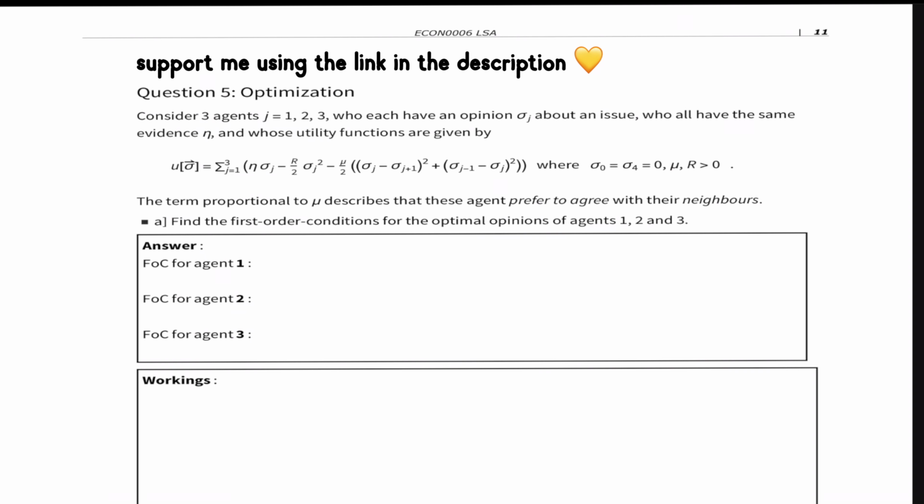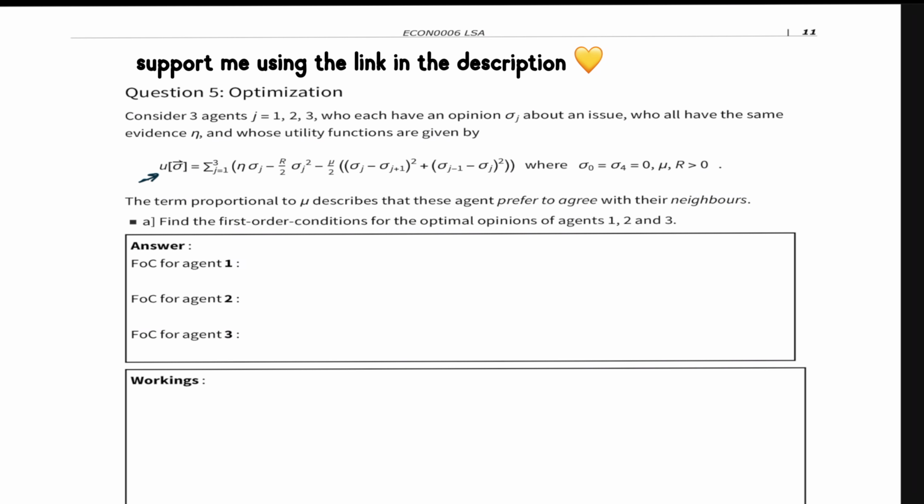Today we are looking at question 5, which is about optimization. Consider three agents, j is equal to 1, 2, and 3, who each have an opinion, sigma j, about an issue, who all have the same evidence eta and whose utility functions are given by this function over here. The term proportional to mu describes that these agents prefer to agree with their neighbours. Part A is telling us to find first order conditions for the optimum opinions of agents 1, 2, and 3.